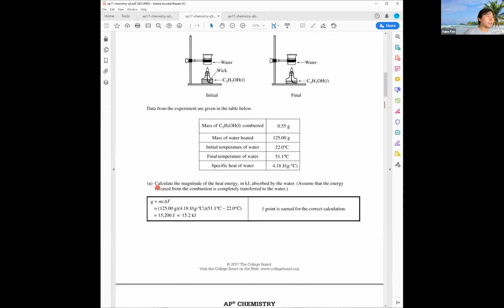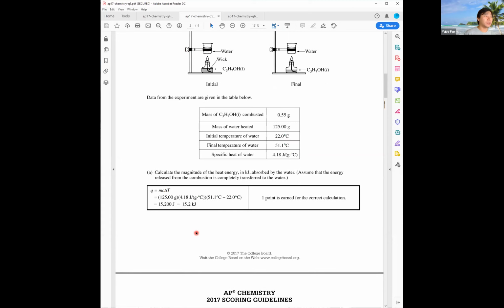So question A is: calculate the magnitude of heat energy in kilojoule absorbed by water. They assume the heat released from combustion is completely transferred into water. Although we know it's not possible because some heat will release into the air around it, the question gives you this assumption, so we just use it. So we know the equation Q equals mc delta T. M is the mass of water. Don't use the mass of the alcohol. I don't think you will make such a mistake. Use the mass of the water.